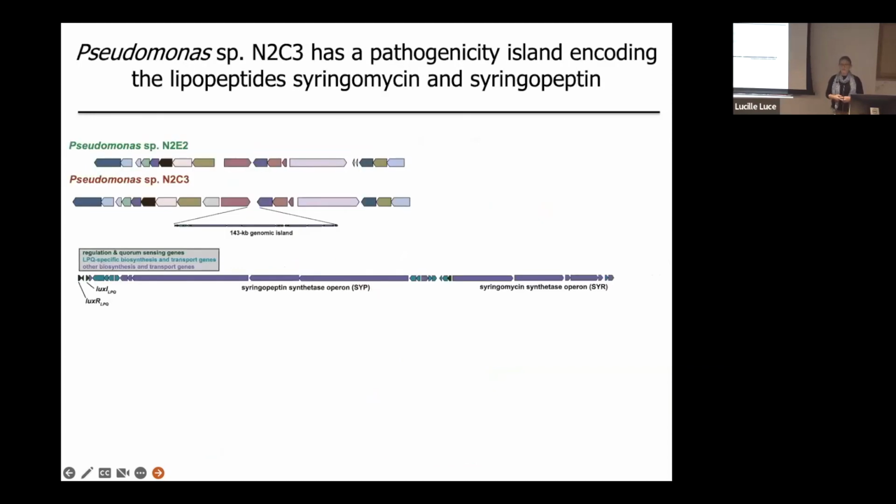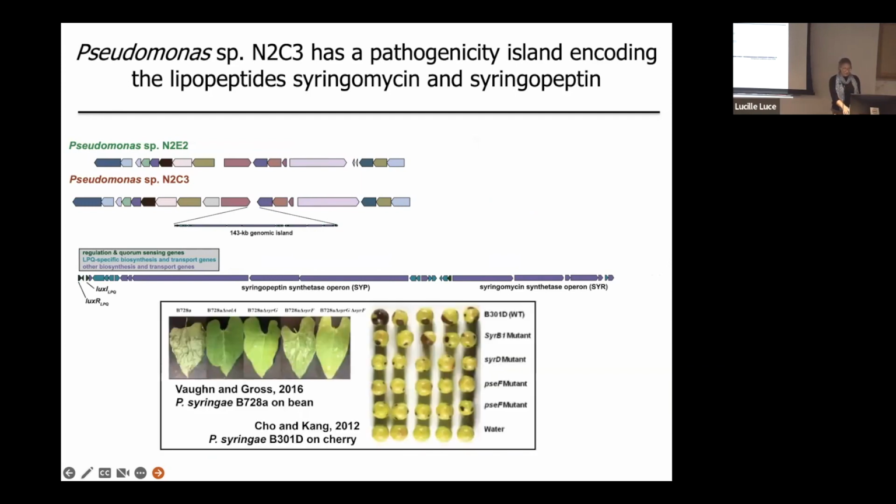But when he did this, we found a very conspicuous 143 kb genomic island that was unique to our Pseudomonas pathogen, inserted in an otherwise very conserved region of the genome. It turns out it encodes syringomycin and syringopeptin, which you may have heard of because they were first described in Pseudomonas syringae. These are toxins that cause disease on many plant hosts.